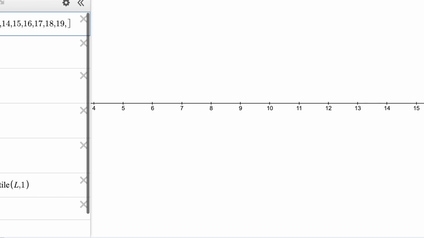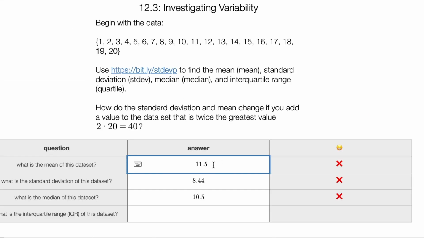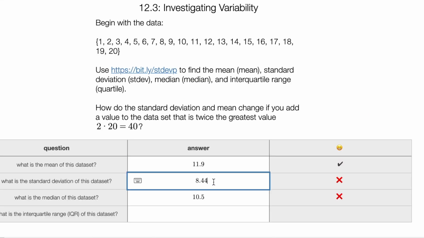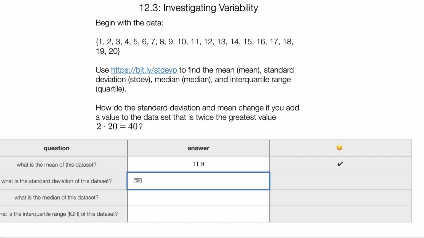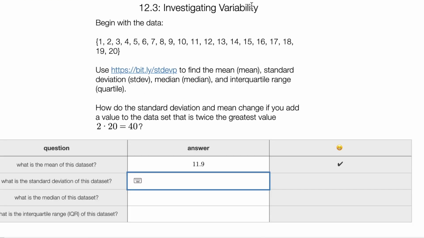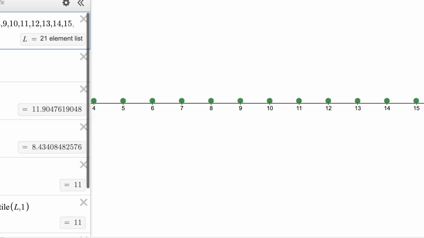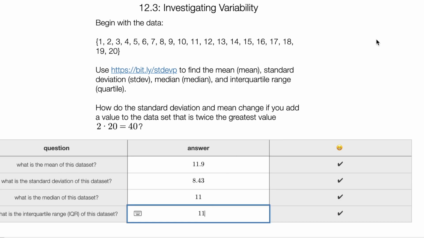Maybe I needed to keep 20 and then go ahead and put 40 also. So let's try this. 11.9. Let's see what it gives me here. Okay, that's what it's supposed to do. So let's go back and fix that. So our standard deviation is 8.43. Our median is 11, and our IQR is 11. Okay.